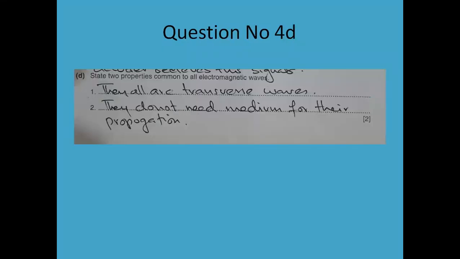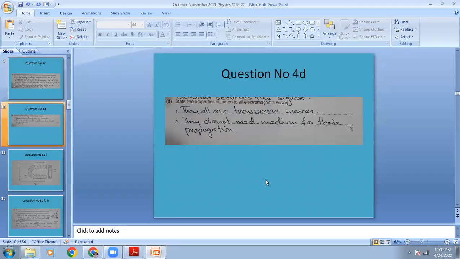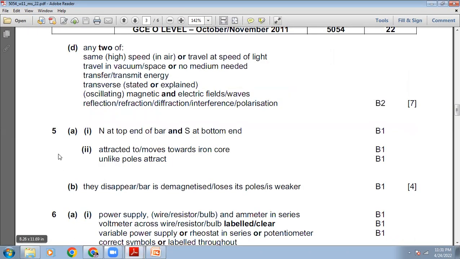Okay. So I have written only two of them. They all are transverse wave. That's one property. They do not need medium for their propagation. For their travel, they do not require medium. So let's have a look at the marking scheme.